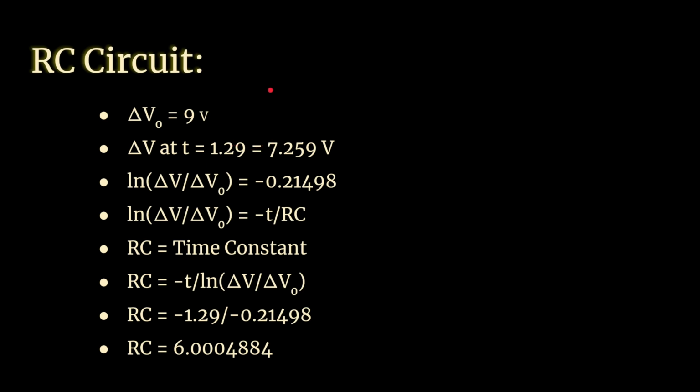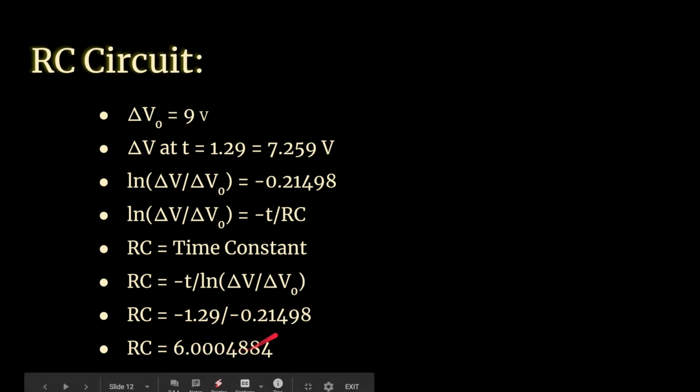From the differential equation that we talked about earlier, we know that the natural log of the delta V divided by delta V naught is equal to this value. The natural log of delta V divided by delta V naught is equal to negative t divided by RC. RC is actually the time constant, which is the time that the voltage difference has dropped to 1 over e of its original value, which is predicted to be around 6.